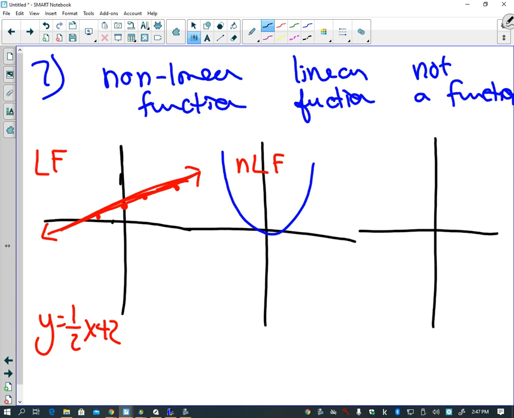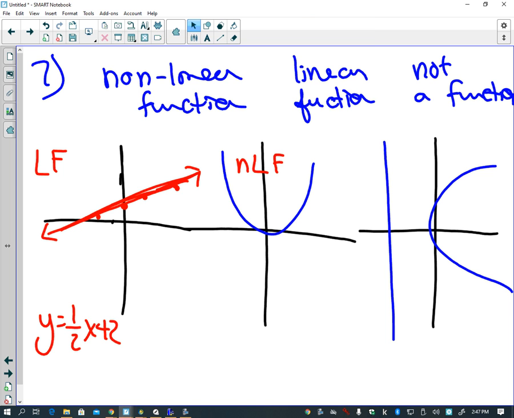How about kind of like a C? Something like that. Not a function. Okay? What about this? Is that a non-linear function? Why not? It passes the vertical line test? A vertical line passes the vertical line test? No, it does not. Okay?